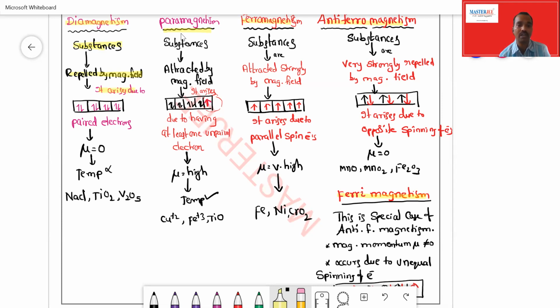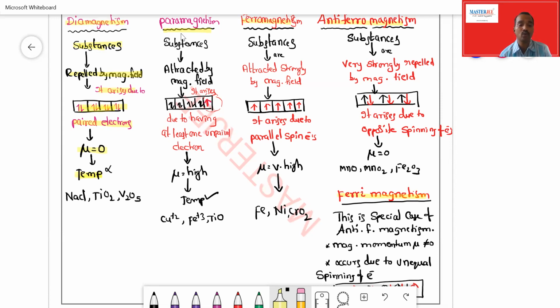It will arise because of paired electrons. See here, all electrons are paired. Because of these paired electrons, the substance is repelled by the external magnetic field, so they are diamagnetic in nature. They are not at all attracted by the magnetic field, so mu is equal to 0. It won't depend on temperature.